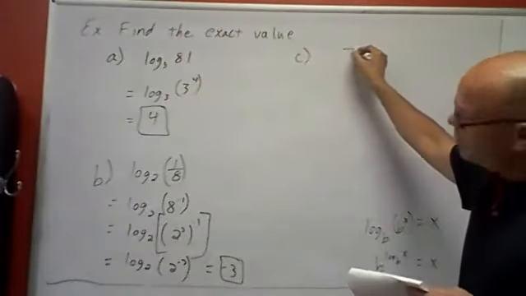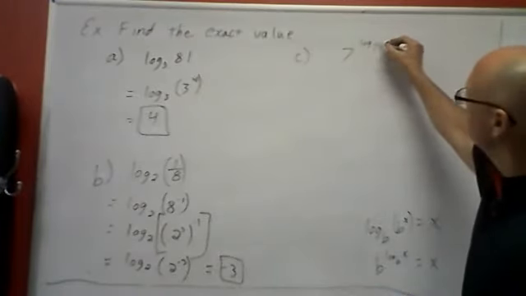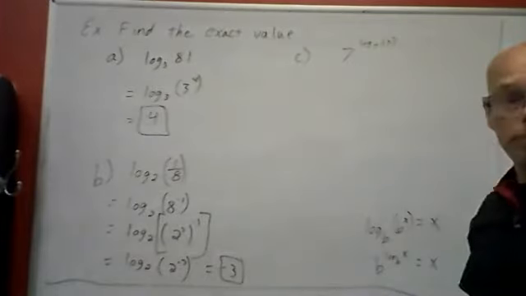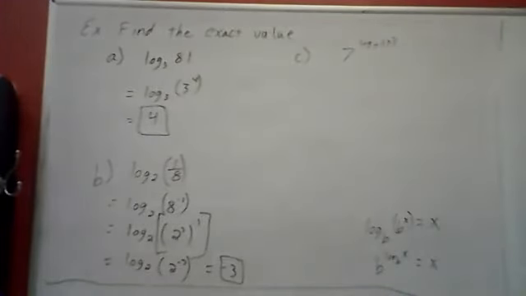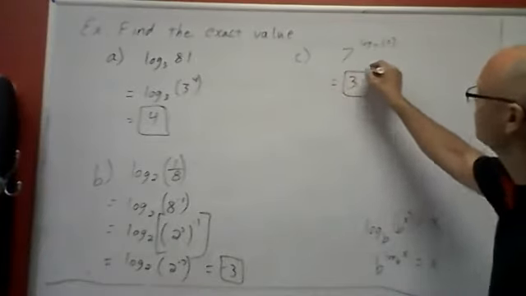C, as in cat. We have 7 raised to the log base 7 of 3. That looks a lot like this property right here. 7 to the log base 7 of 3, so I drop everything except the what? Except the 3. So there's no work to do really on this one.